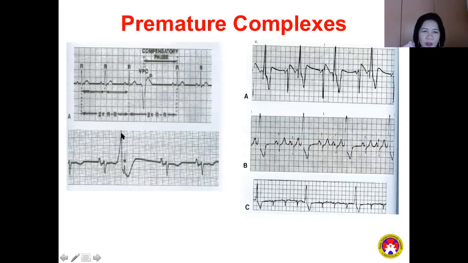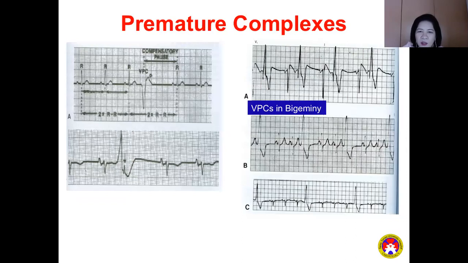We have learned that this is a PVC because it's a premature beat. There is a wide, bizarre-looking QRS with a discordant T, with no P before it. So this is a premature ventricular complex. And we see here that the PVC is alternating with a normal beat, so we call this PVC in bigeminy.